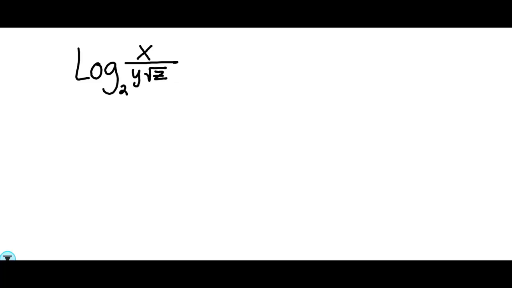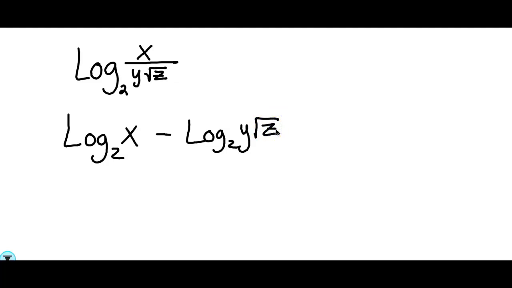Okay, cool. We could start by separating the two logs. That would work. So how would we do that? You would have log 2x minus log y square root z. Okay, I agree with that. I like that. Log 2x minus the bottom, right? Log 2 y square root z. Cool? All right. Thank you, John.